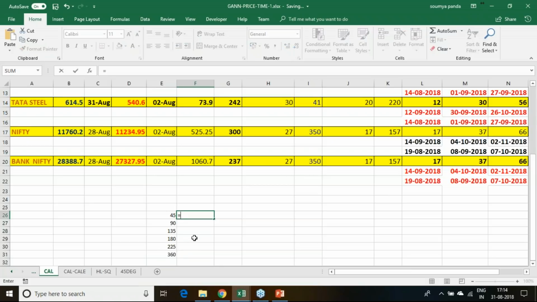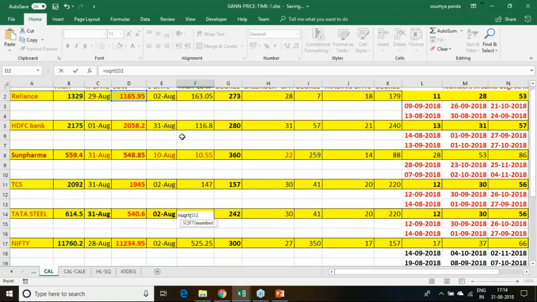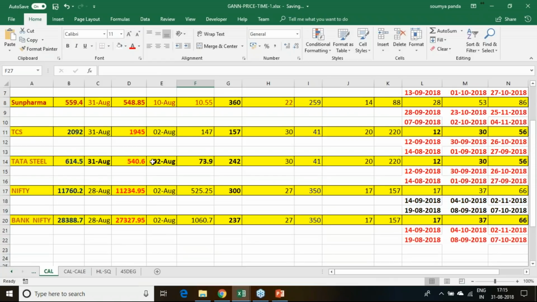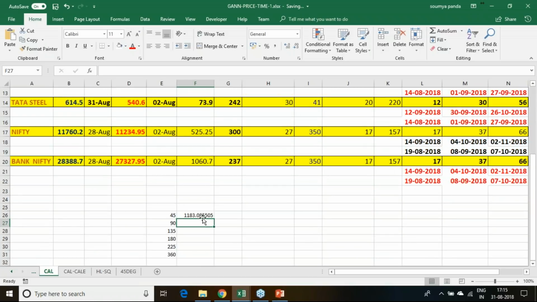You need to calculate the resistances at these angles. To calculate the resistances, you need to take the square root of the low. What is the monthly low it has given? So take the square root of the low, then add the degree factor. This is the degree; you have to divide it by 180, so you will get the degree factor. Whatever entire result you get, you just take the square. Take a square.